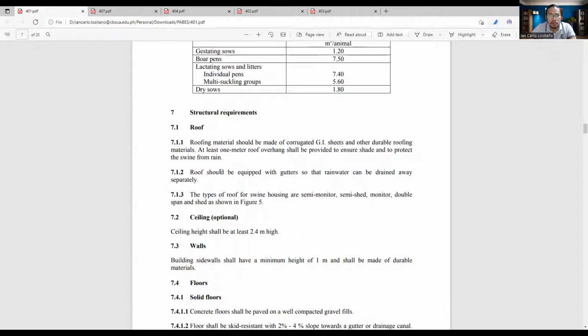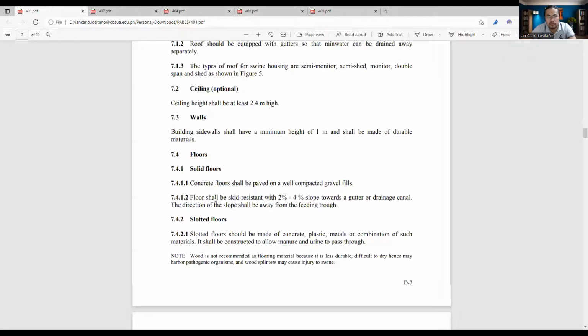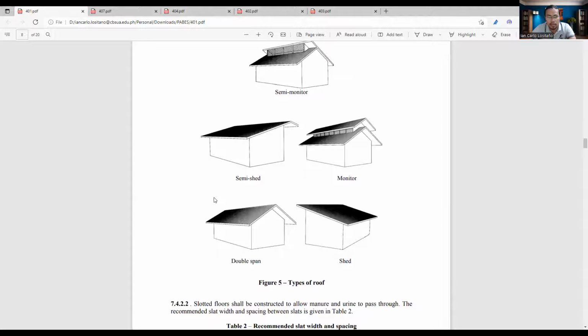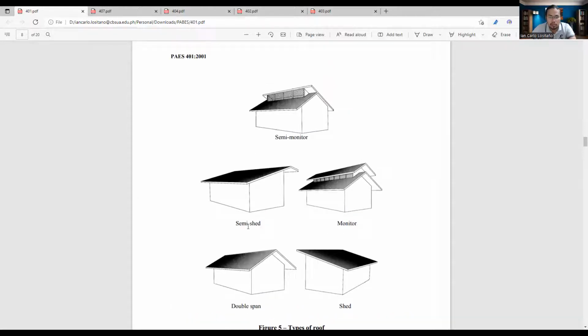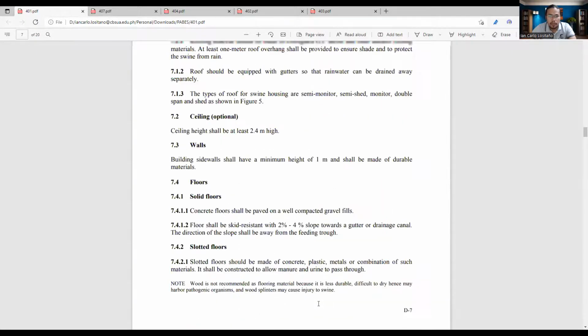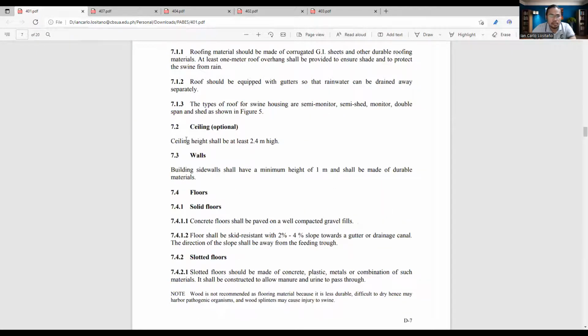So the roof should be equipped with gutters. This is recommendatory. And there are types of roofs for the housing system. It could be semi-monitor, semi-shed, monitor type, double span, and the shed. For the ceiling, this is optional, but at least 2.4 meters if ever. Walls shall have a minimum height of 1 meter and shall be made of durable materials.